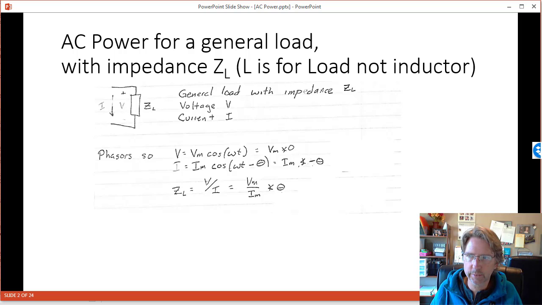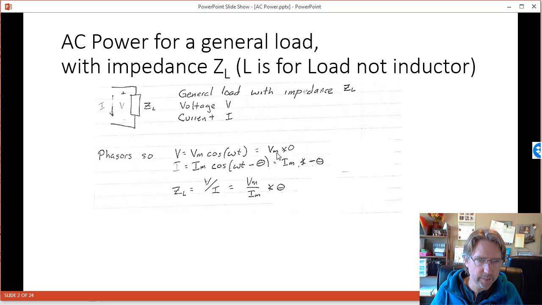All right, so the general setup here is that we have a load, a general load with an impedance. So we're talking about phasors again, and ZL, where L is for load, not inductor. And there's a voltage across the load, V, and a current through the load, I, that are phasors. Since they're phasors, they're cosines. We assume the phase on the voltage is 0, but it works fine if you don't. It just simplifies a couple of things.